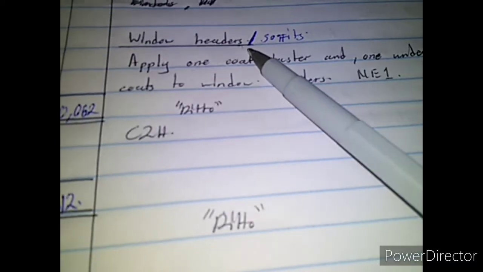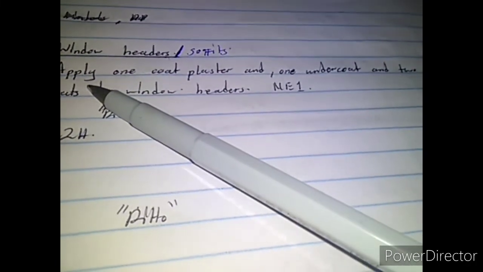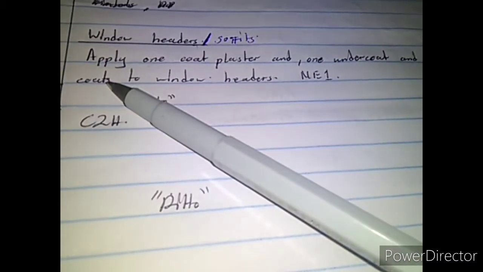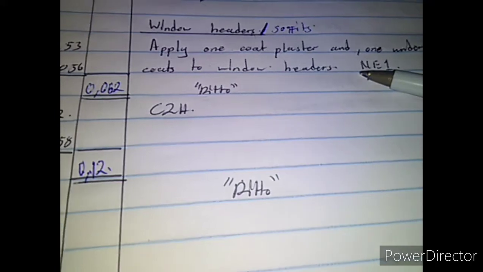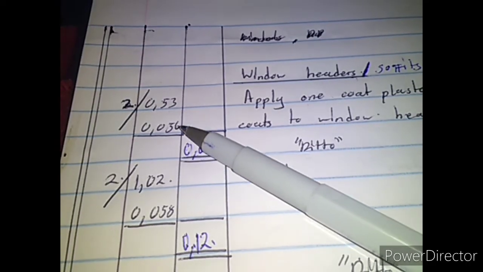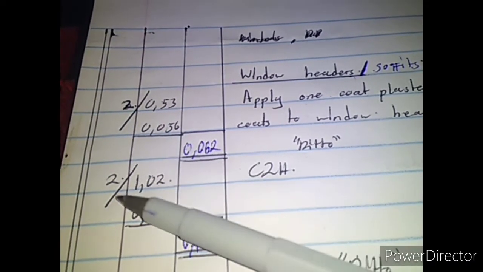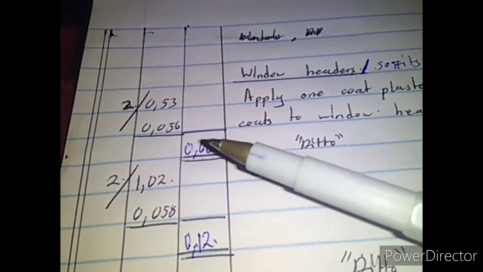We move on to window headers or window soffits, our description will read apply one coat plaster and 1 undercoat and 2 finishing coats of high quality PVA paint. So right here I list the whole description for window headers. This one is for anyone, say 0,53 by 0,056 multiply by 2, because there are 2 headers, the exterior and the interior. So this will depend on your type of plaster finishing, whether the exterior is different from the interior.